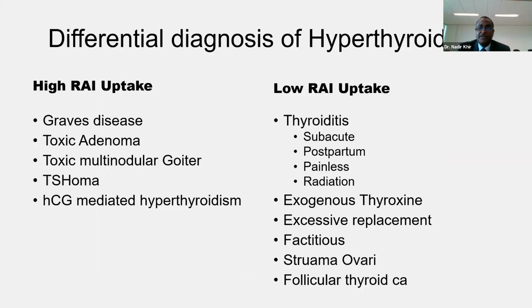Differential diagnosis of hyperthyroidism depends on the uptake: high uptake or low uptake. High uptake includes Graves' disease, toxic adenoma, toxic multinodular goiter, TSH-oma, that means a thyroid TSH-secreting tumor in the pituitary, and human chorionic gonadotropin-mediated hyperthyroidism, and that's usually in pregnancies or molar pregnancy.